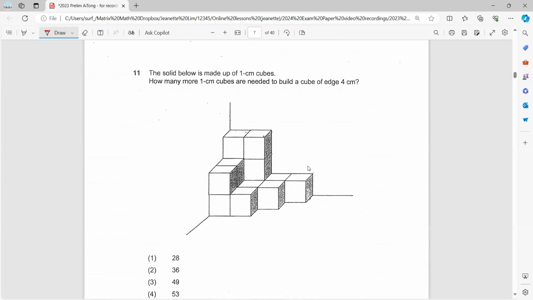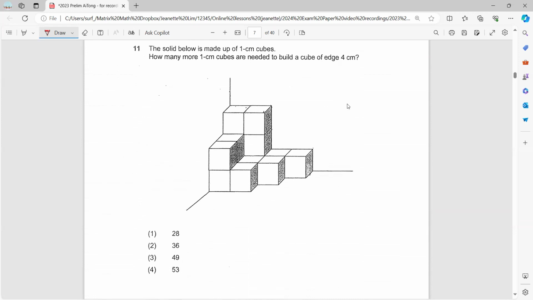Question 11. A solid is made up of 1 cm cubes. 1 cm cube means each side is 1 cm. How many more 1 cm cubes are needed to build a cube of each side 4 cm? So to get a cube of side 4 cm, how many cubes are there altogether? We'll take 4 times 4 times 4 first, which is 64. 64 cubes is what we need.